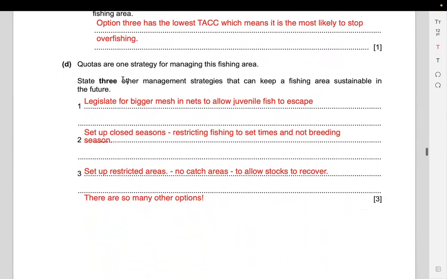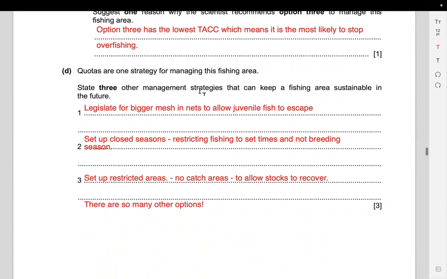So, quotas and other management for fishing. This is your whole section on overfishing. Do you remember smaller nets, larger mesh size, closed seasons, protected areas? We've already talked about quotas. All of these prevent overfishing and make it more sustainable.